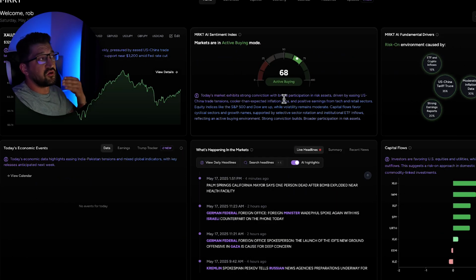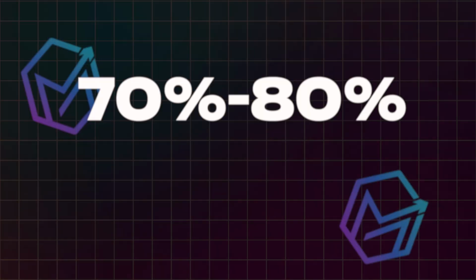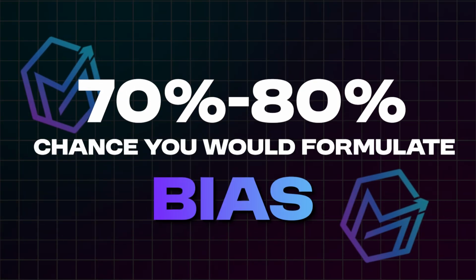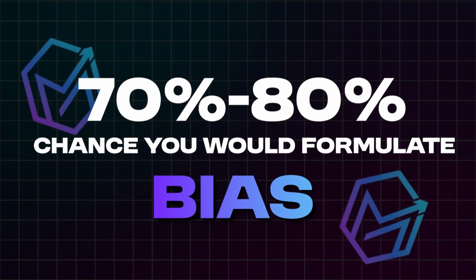There are a few parts of this that I'm going to show you, and this is very important because if you can get this right, I would say 70-80% of the time you can formulate a bias that's in the correct direction without actually looking at the chart.